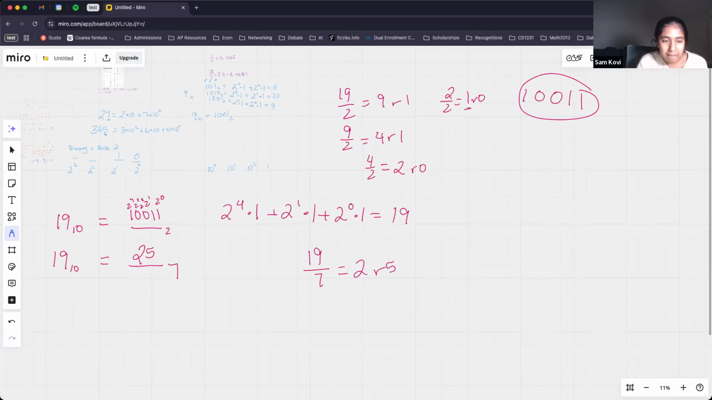So how do you get the 2 in the 19? For the base 7? Yeah. Okay, so first we divided by 7, and then we got a 2 remainder of 5.